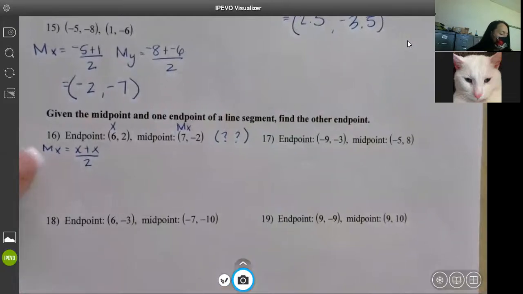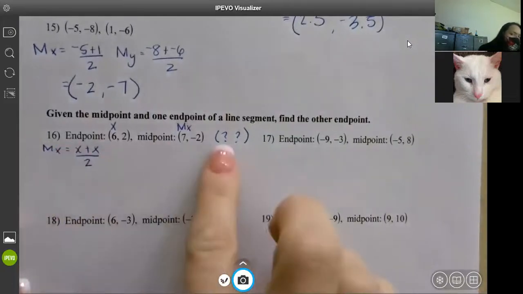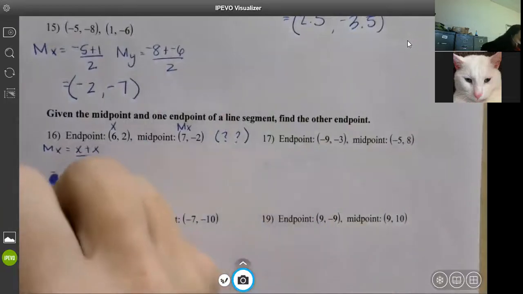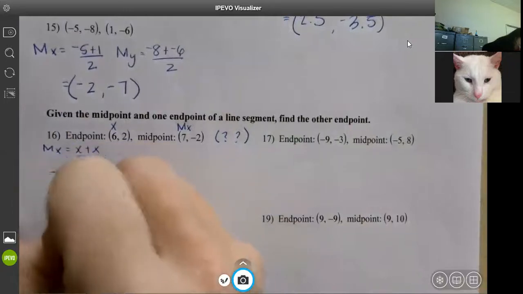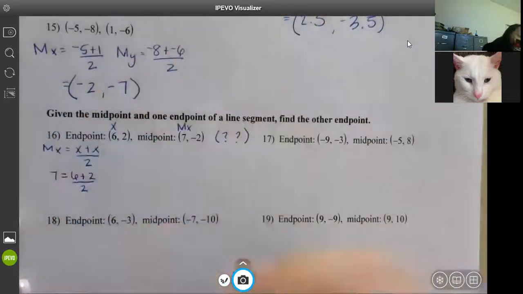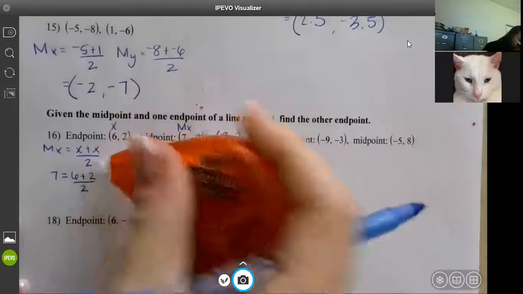So what is our midpoint x? Find your midpoint. What's your x coordinate? 7. You are correct. What's the only other x coordinate we know? So we write an equation. Sorry, that should be an x. I was thinking and writing at the same time. It's hard.